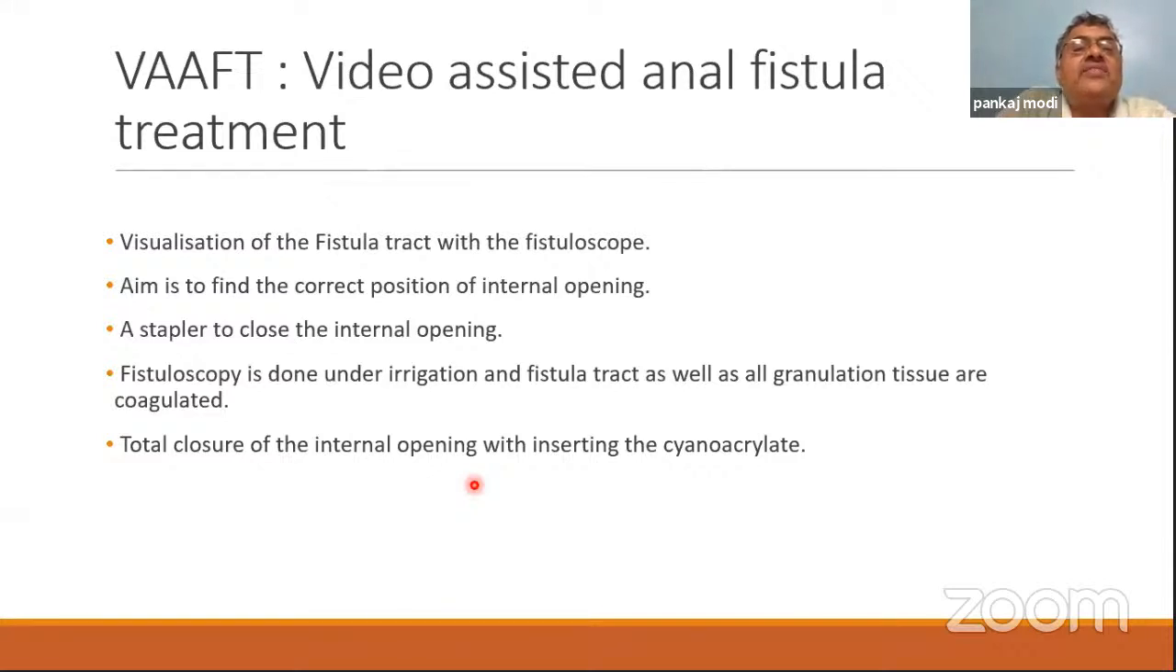That is advancement flap, like LIFT, which can be done video assisted, or you can go by the open method also. Instead of taking a suture, which will be difficult, a small stapler is used, but the problem with the stapler is it itself can cause a recurrence. So you can use an absorbable PDS suture material to close the internal opening.